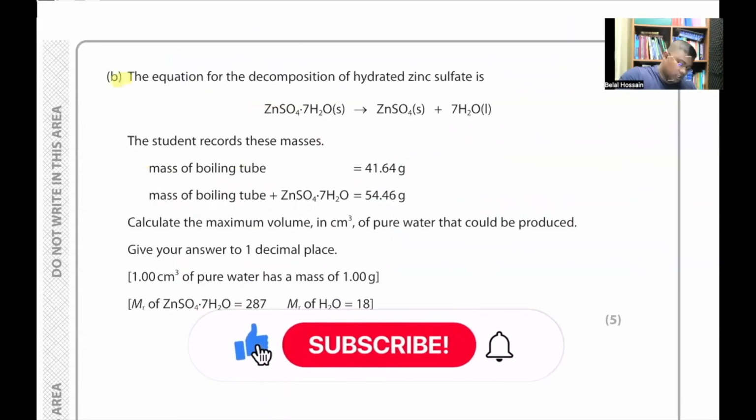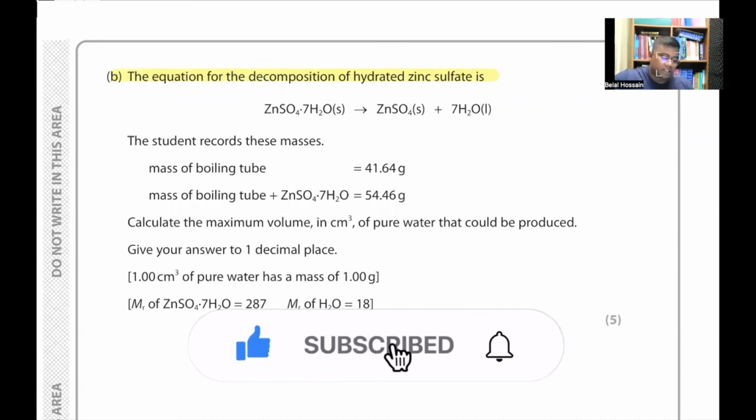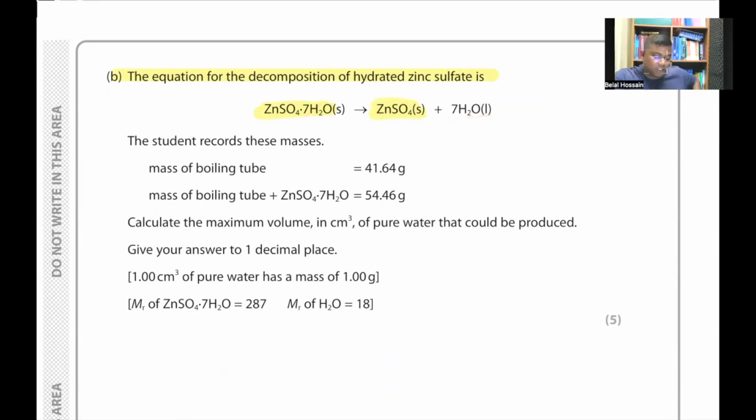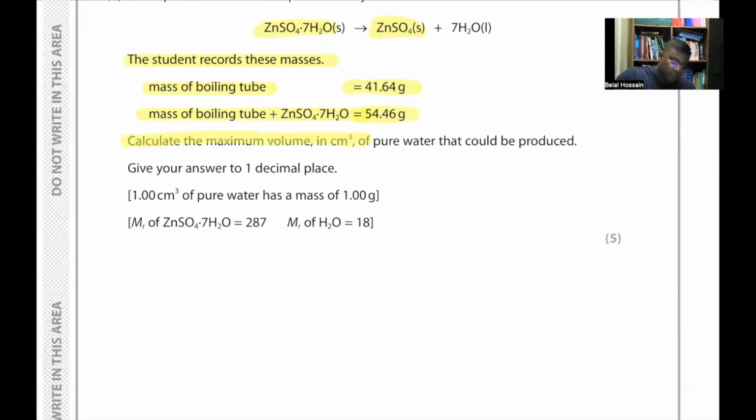Part B. The equation for the decomposition of hydrated zinc sulfate is ZnSO4.7H2O, which is heated, turns into ZnSO4 and gives off the 7H2O as liquid, or maybe at that time it goes away as steam. The student records these masses. The mass of boiling tube 41.64, mass of boiling tube plus ZnSO4.7H2O 54.46. Calculate the maximum volume in cm cube of pure water that could be produced. Give your answer to one decimal place.